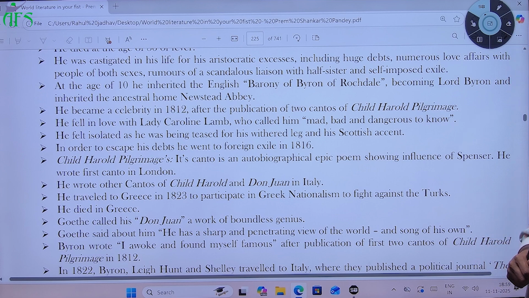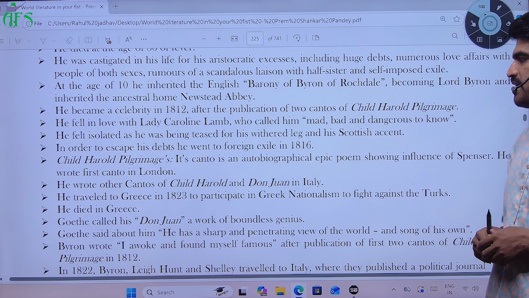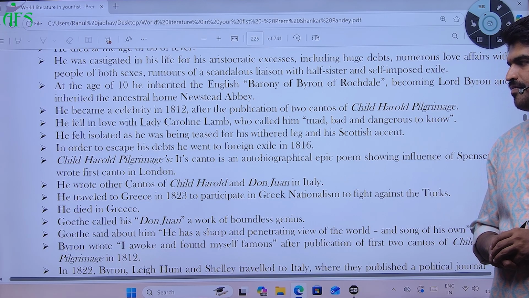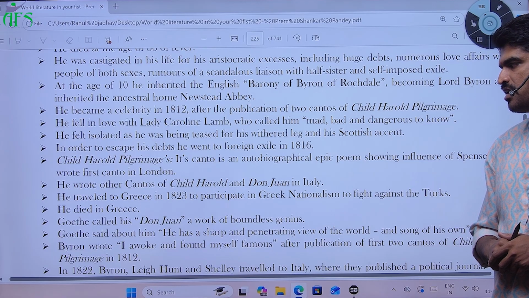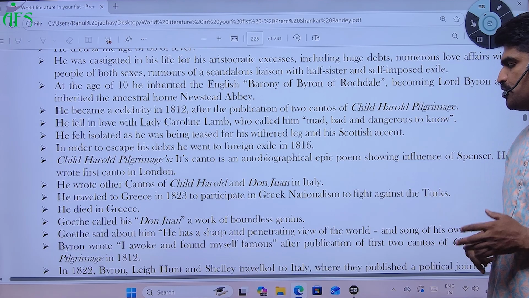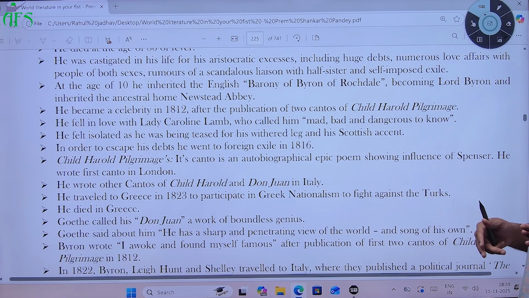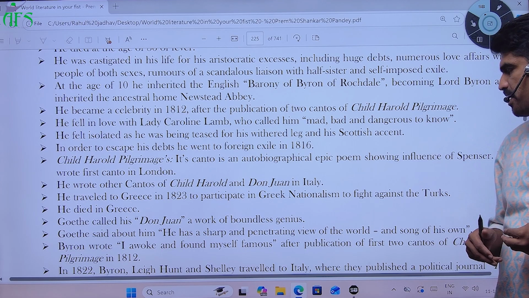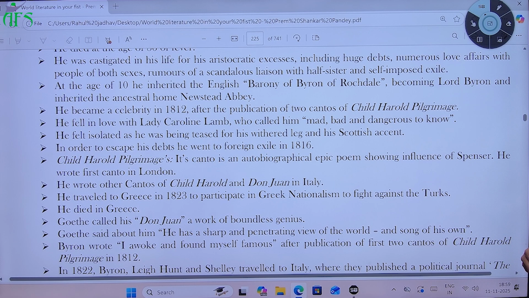Now, in order to escape his debts, he went into foreign exile in 1816. Childe Harold's Pilgrimage is an autobiographical epic poem showing the influence of Spenser on him, and he wrote the first canto in London. He wrote the other cantos of Childe Harold and Don Juan in Italy.